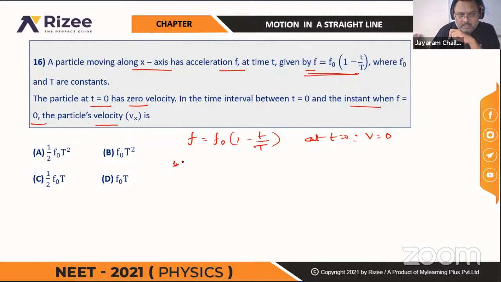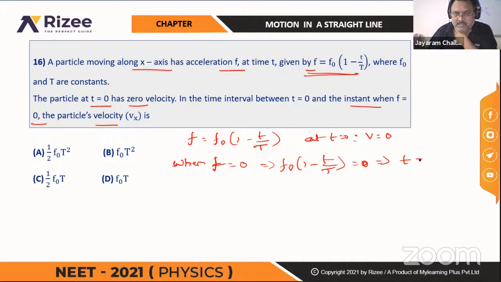So when will f be 0, when is f going to become 0? That means this entire function should become 0. f naught of 1 minus t by T should become 0. From this one, the time taken where it's going to become 0 is t is equal to capital T. At this particular instant, your acceleration is becoming 0. Then what is the velocity from this acceleration?